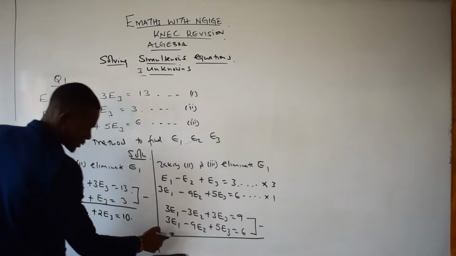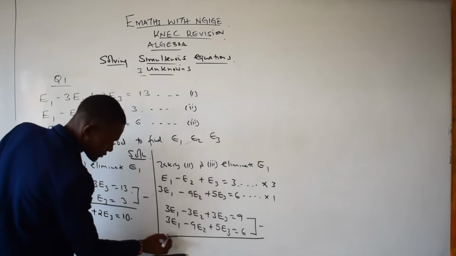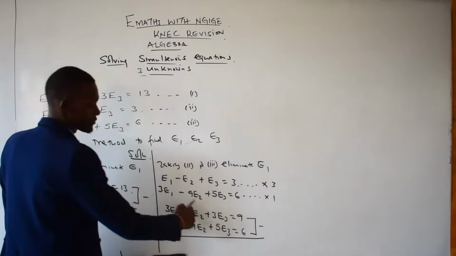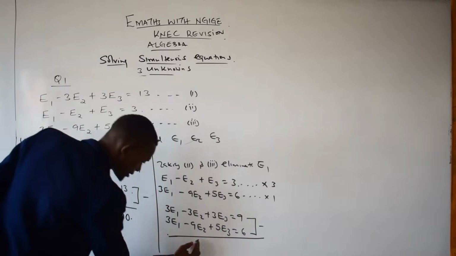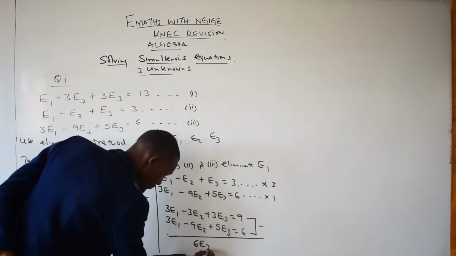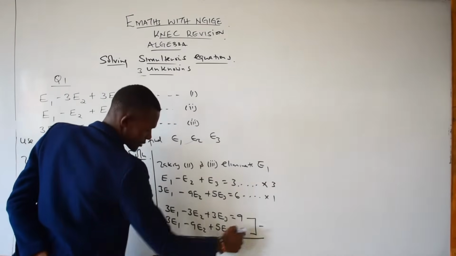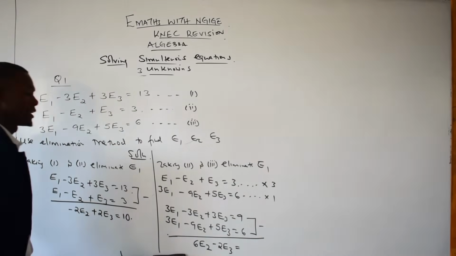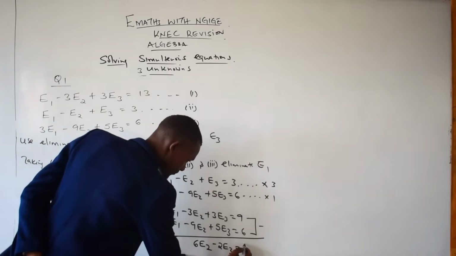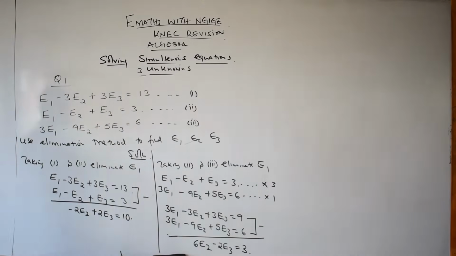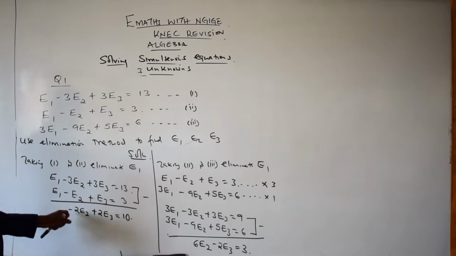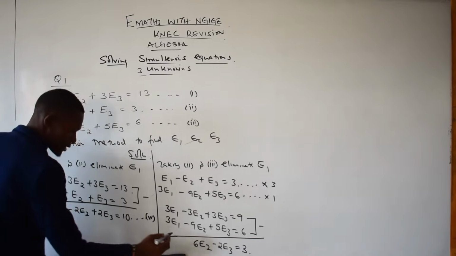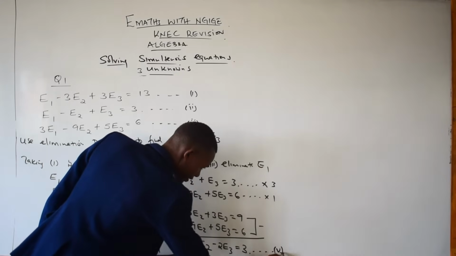So you shall have 3E1 minus 3E1, that gives you 0. Then you have negative 3 minus, that becomes positive. So negative 3 plus 9 gives you 6E2. Then you have 3 minus 5 gives you negative 2E3. Then you have 9 minus 6 gives you 3. So therefore, you have your equations. This one is equation number 4, and this is equation number 5.